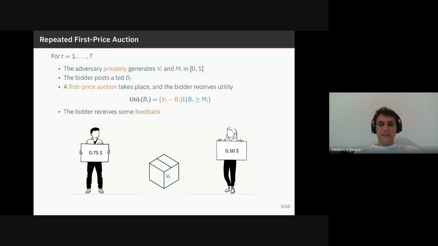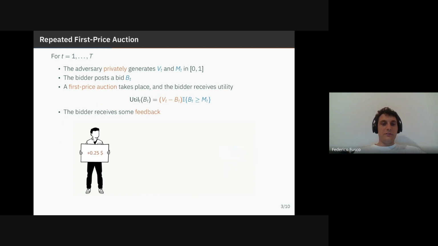And the net utility in this case is given by Vt, that is the value of the item, minus the price paid, that is Bt, the bid. This is because this is a first price auction. And then at the end of each auction, the bidder receives some feedback. Now let's see an example. The competition bid 50 cents, the bidder bid 75 cents. So it wins the auction and it gets a net utility of 25 cents.